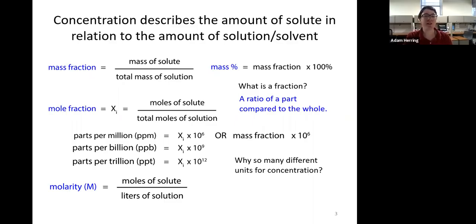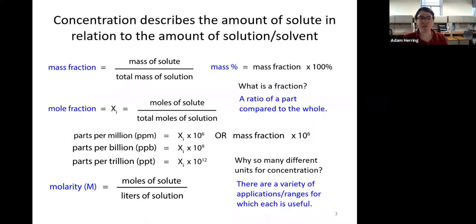Now, why do we have so many different units of concentration? Well, it's because there are lots of different applications or ranges for which each of these might be useful. When we are talking about the atmosphere, nitrogen and oxygen make up a large portion of the atmosphere. So you can talk about the mass fraction or the mole fraction, and that gives you a reasonable number. However, for argon or carbon dioxide or methane, those are in such small amounts that it makes more sense to talk about it in terms of parts per million, billion, or trillion.